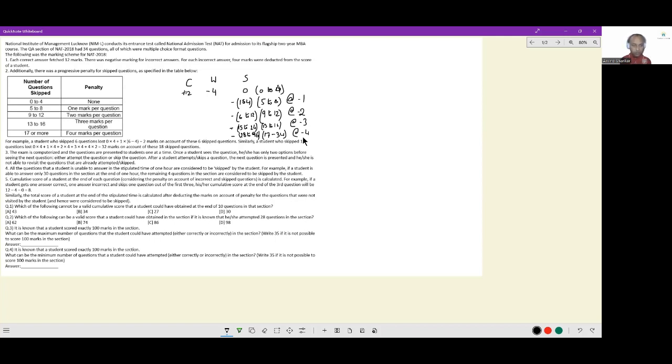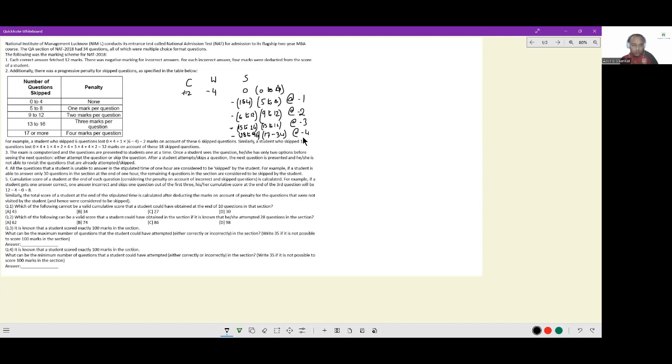Cumulative score of a student at the end of each question, considering the penalty on account of incorrect and skipped questions, is calculated. For example, if a student gets 1 answer correct, 1 answer incorrect, and skips 1 question of the first 3, his or her cumulative score at the end of the third question will be 12 minus 4 minus 0 is equal to 8.